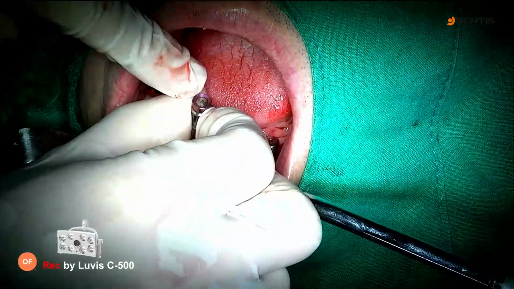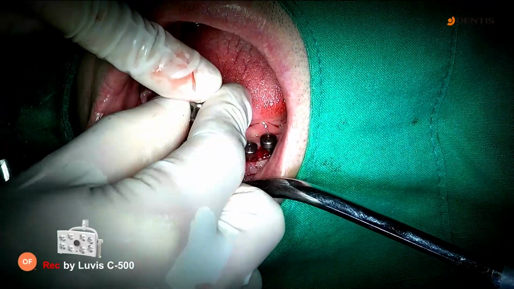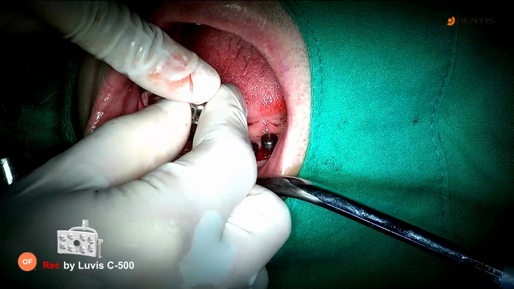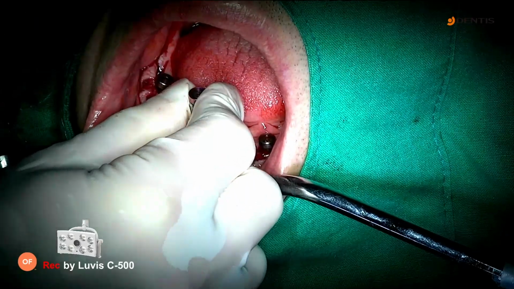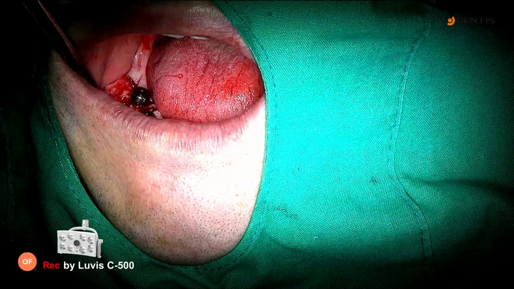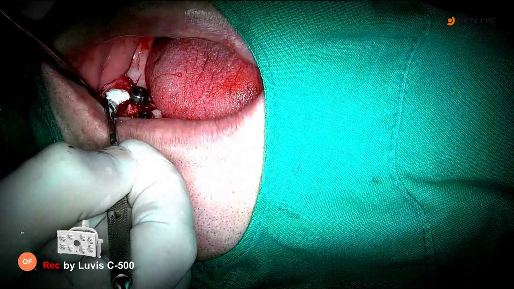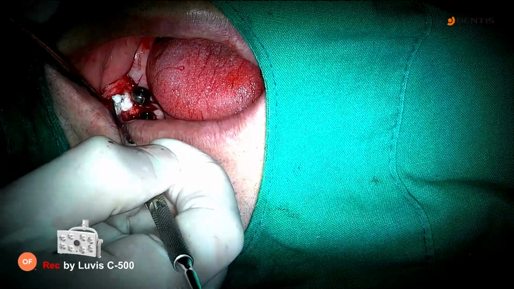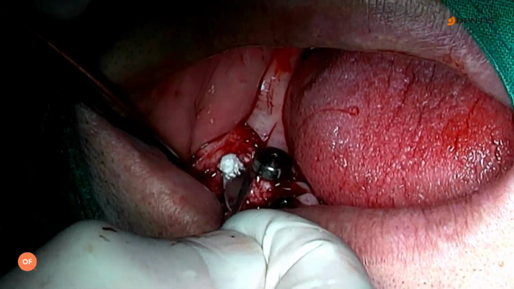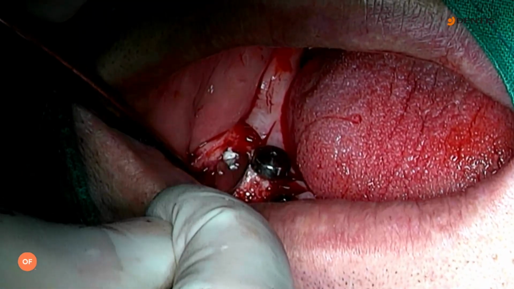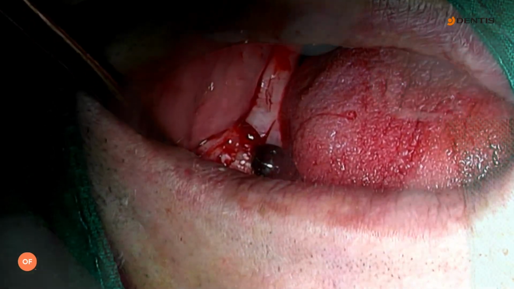I think for this kind of immediate placement for immediate loading, I will apply the membrane with hole for the healing cap technique. Okay, from the drilling, I collected some of the autogenous bone and then mixed it with the xenograft. No additional donor site for autogenous bone harvesting is required. Just packing the gap distance area one by one.